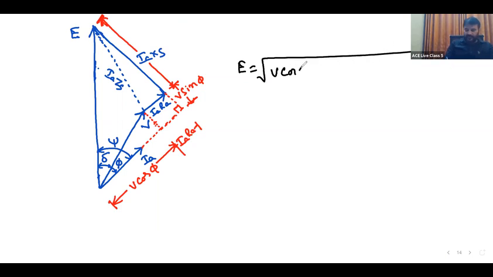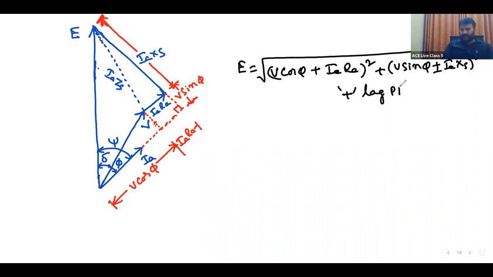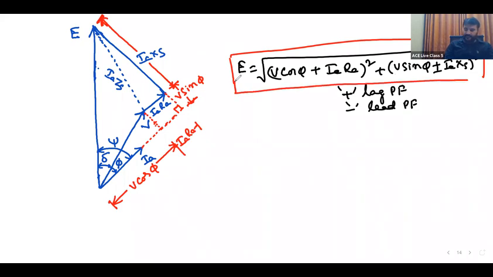E is equal to square root of (V cos phi plus IARA) whole square plus (V sin phi plus or minus IAXS) whole square. Of course, plus is for lagging power factor, minus is for leading power factor. So remember this relation, important relation. This is E.